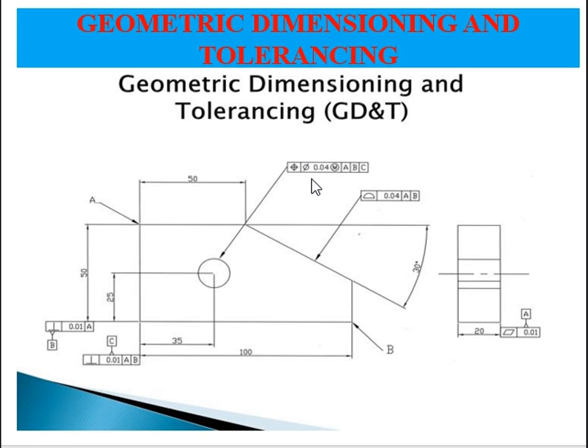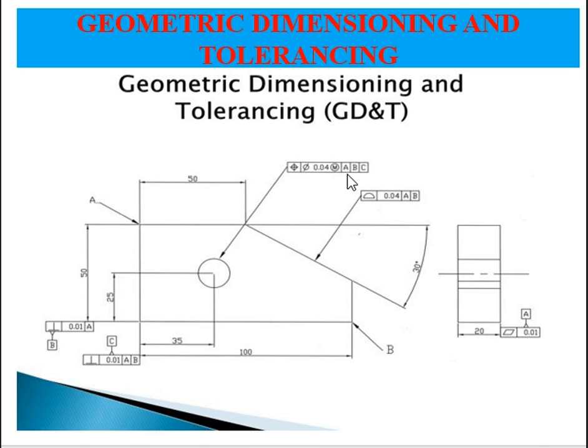So as we have discussed previously, the geometrical forms: this is the symbol for position, this is the symbol for profile, this is the symbol for flatness, this is the symbol for perpendicularity. So these symbols in the first frame are talking about geometrical features. The rest is the geometrical tolerance, and this is the datums.